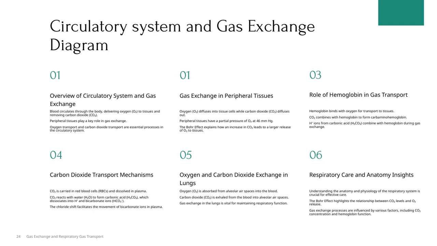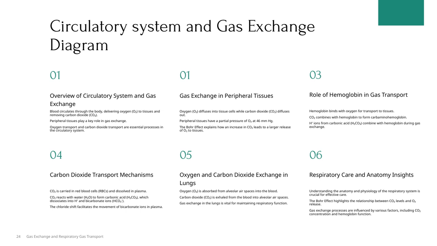Let's delve into slide 24, which covers gas exchange and respiratory gas transport. Understanding the anatomy and physiology of the respiratory system is essential for providing effective respiratory care. The Bohr effect is a key concept here. It highlights how increased CO2 levels in the blood promote the release of oxygen from hemoglobin, making oxygen more available to tissues that need it most.